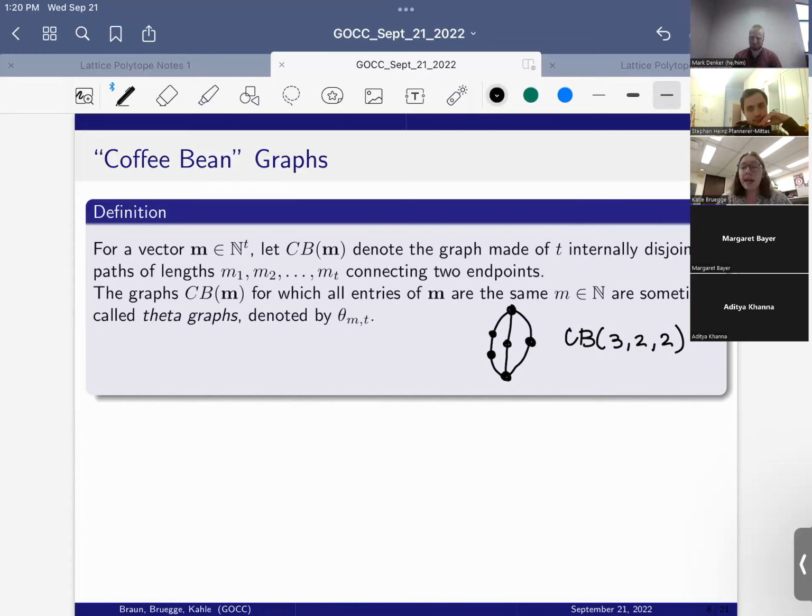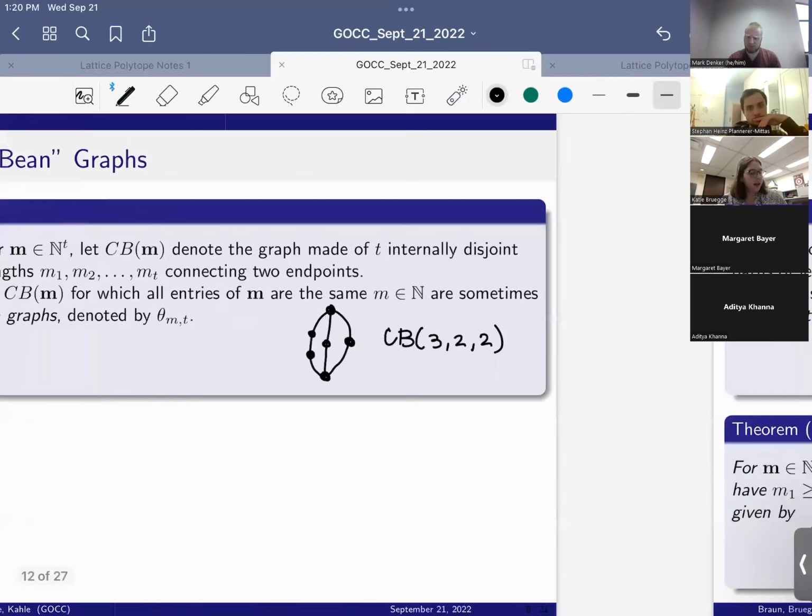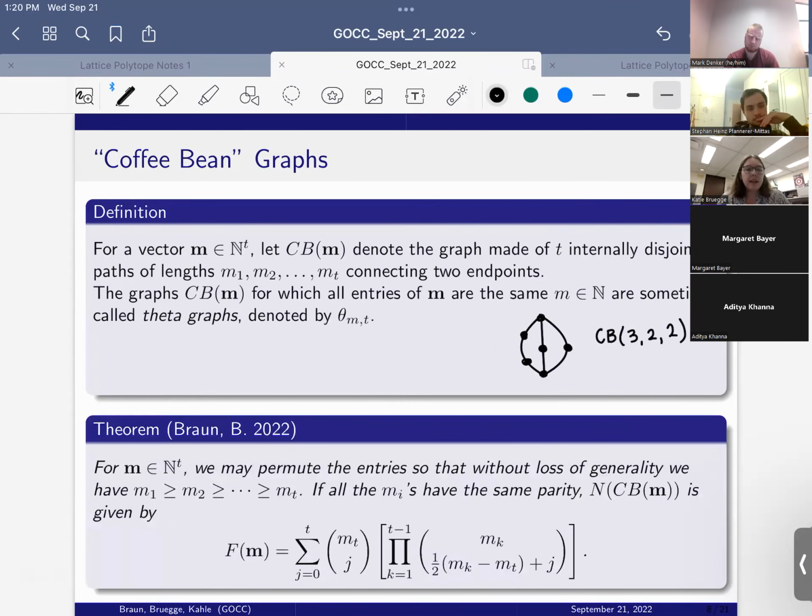Okay. So we can count the facets of graphs like this. And this theorem says that if all of the entries of m are the same parity, either all even or all odd, then the number of facets of CB of m is given by this function f that is a sum of products of binomial coefficients. So m sub t is the length of our smallest path. And then we multiply by a binomial coefficient for each additional path that we've got along the way.